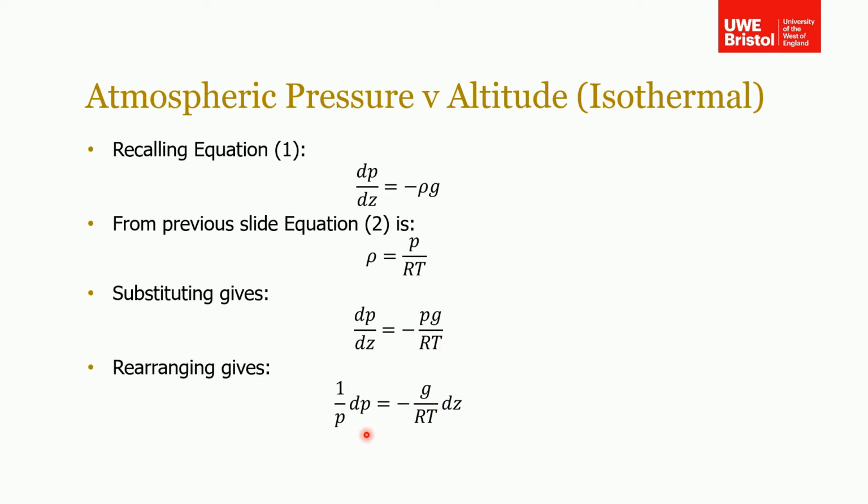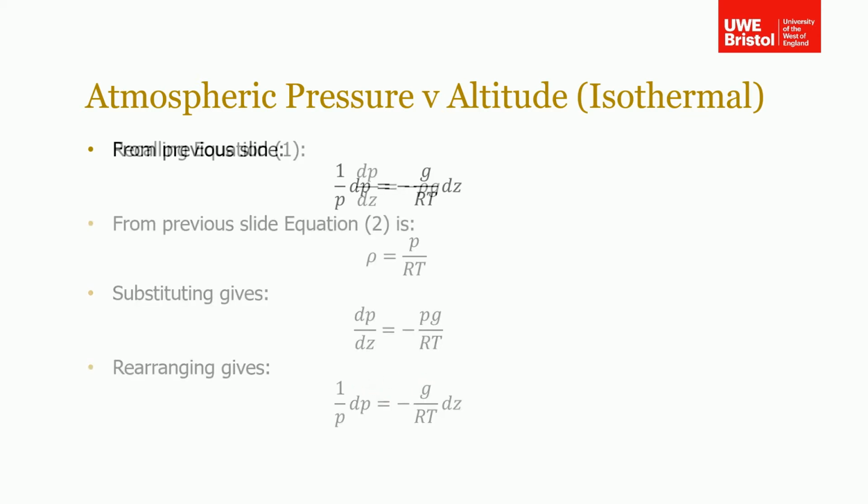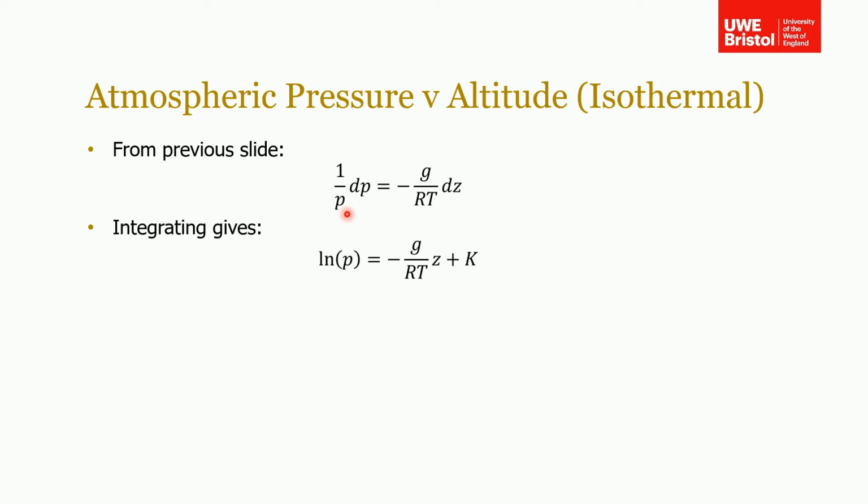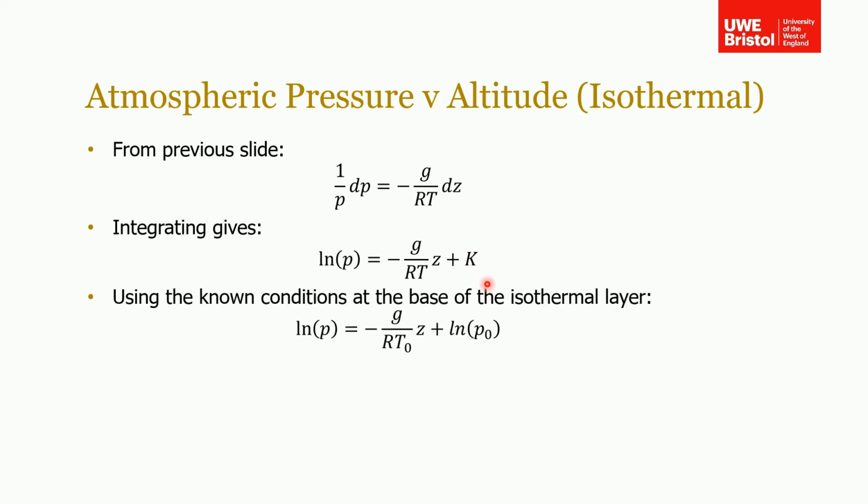And if we rearrange this now to bring the terms out, so on this side we've got the p's, and this side we've got the z's, although this term will become a constant. We can now integrate this to understand the relationship between pressure and altitude. So if we integrate that, and you can prove this to yourself, you end up with the natural log of p is equal to minus g z over RT plus a constant, because when you integrate something like that you get a constant. So we need to put in some boundary conditions to work out what this constant is.